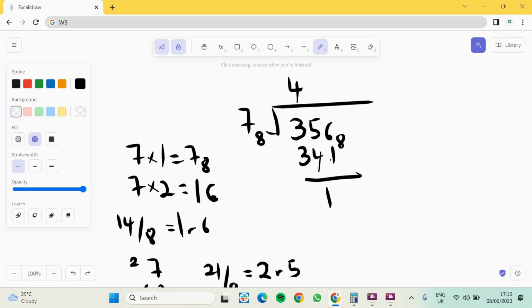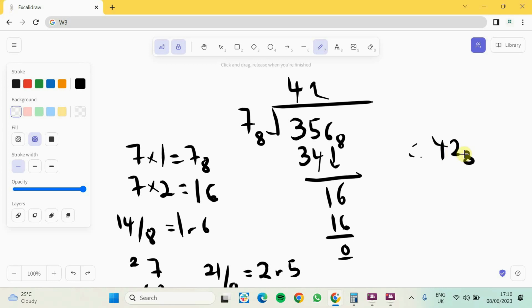So let's subtract. 5 minus 5 is 1. By the time I bring this down, this is 16, right? 16 divided by 7 is 2. Right? So 2 times 7 in base 8 is 16. So by the time I subtract, this gives me 0, right? So that means our answer, therefore, is 42 in base 8.